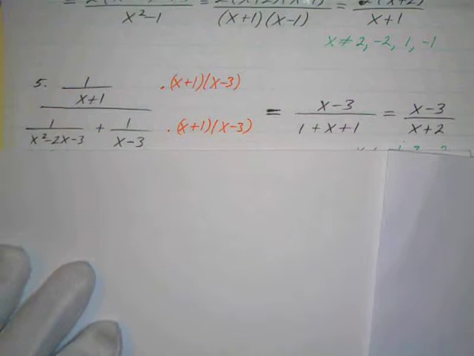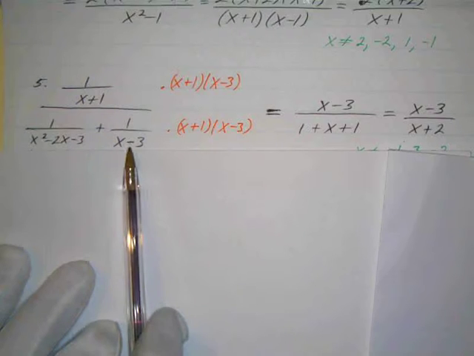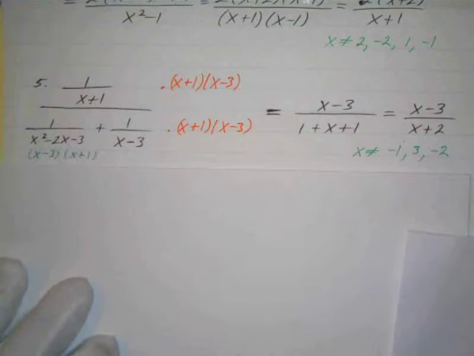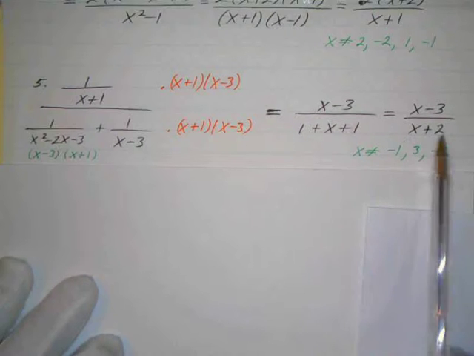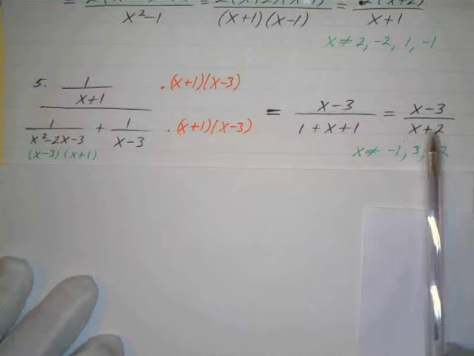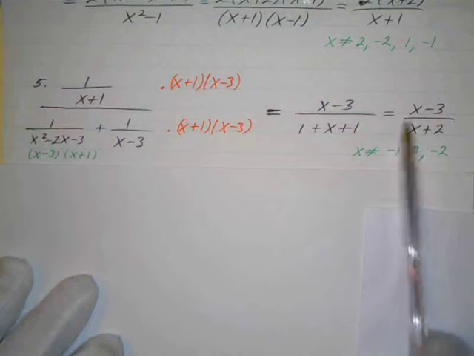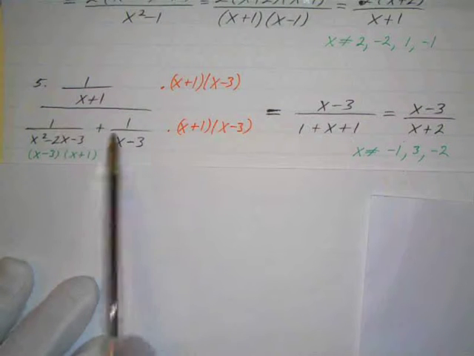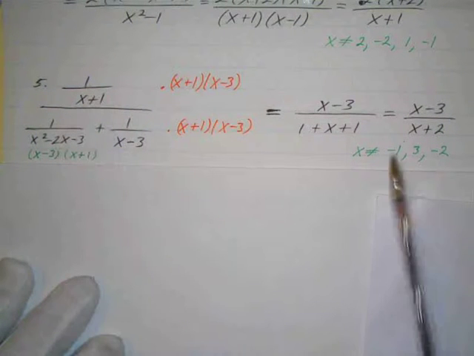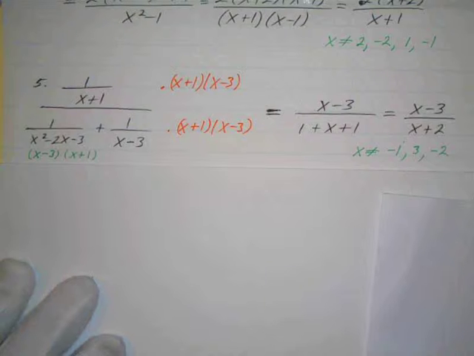Real quick fix on that one. We just have to check our restrictions on the domain, so x can't be 3 or negative 1. And then when we simplify this, we also had a 2, so x can't be negative 2. So we can't have a 0 in this denominator, or in this denominator, or in that denominator. So those are the restrictions that take care of that. So check all those denominators.